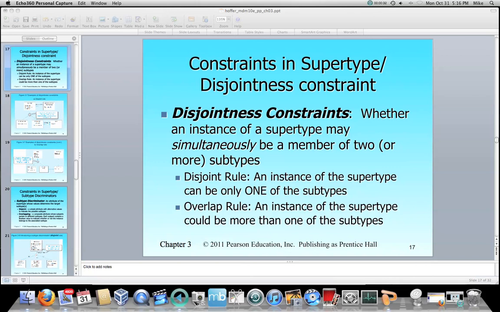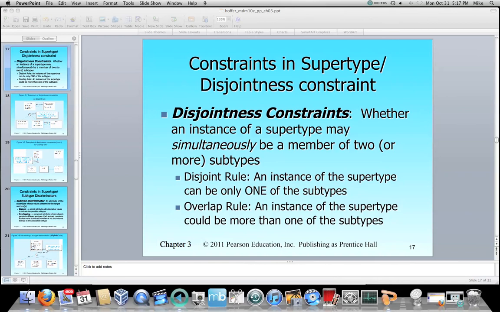So the previous video was on completeness constraints. This is pretty much different, in that we have a supertype and we want to say whether or not a supertype can be a member of two or more subtypes. So the disjoint rule is that an instance of a supertype can be only one subtype. The overlap rule says that an instance of the supertype can be more than one of the subtypes.